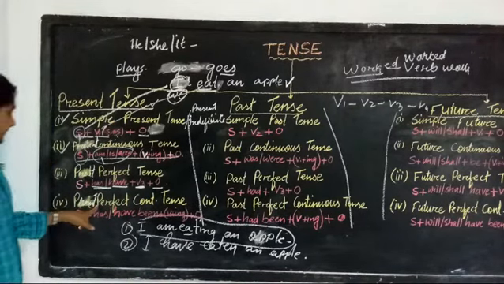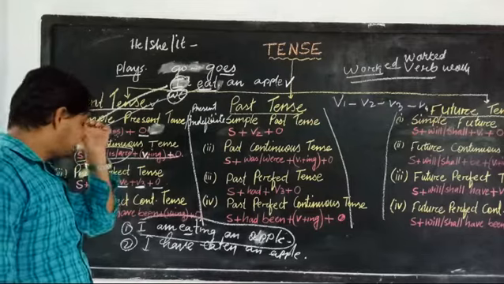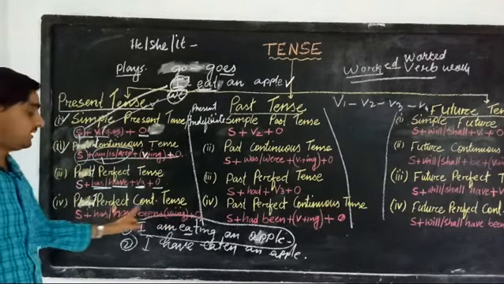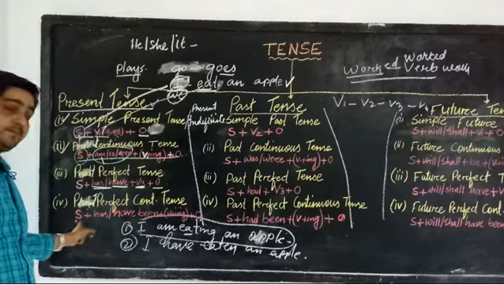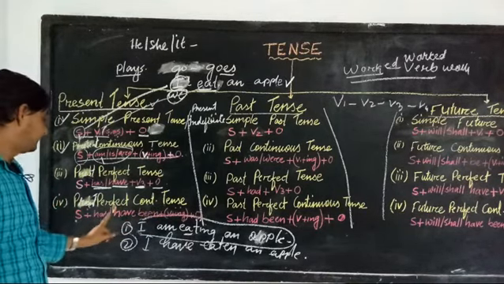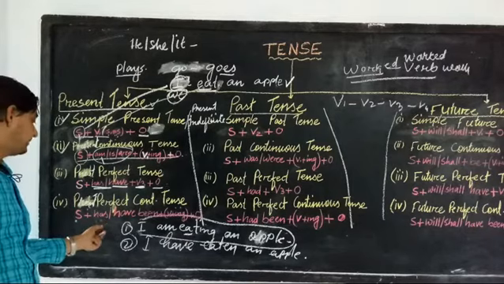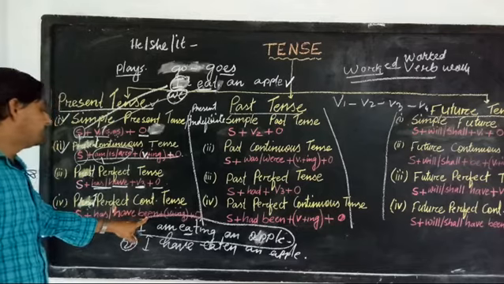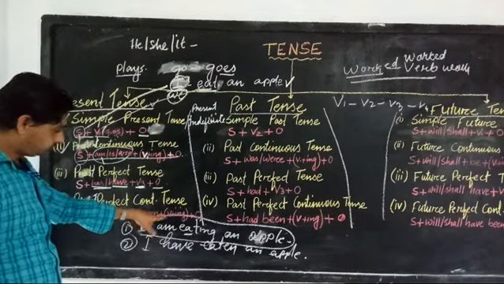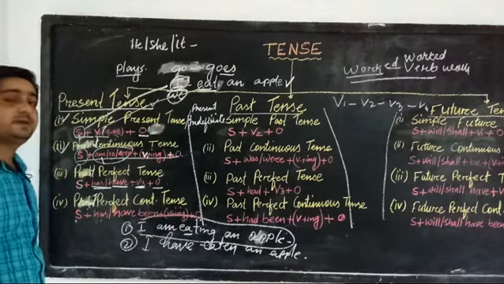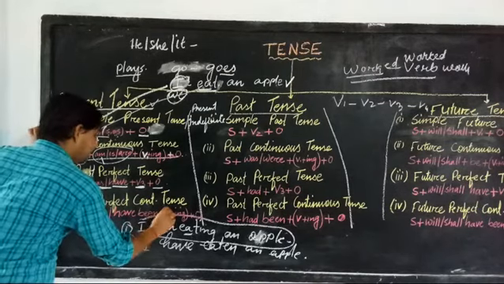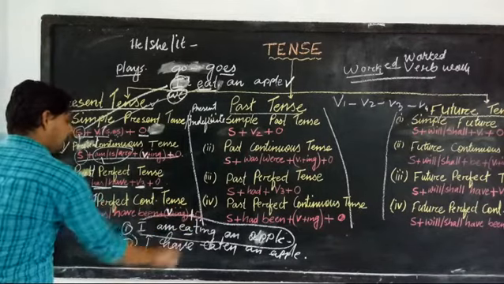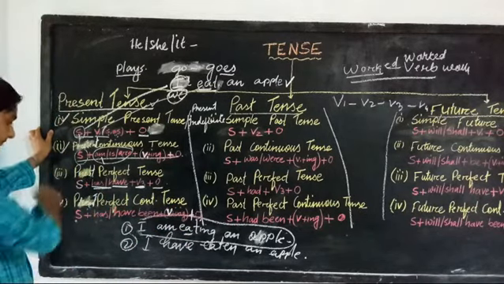And the last one is present perfect continuous tense. So, subject, has or have. If subject is singular, then has. If subject is plural, then have. Then we will add one more word here, been. Then plus verb, then ing. V1 plus ing. And then same everywhere, object.